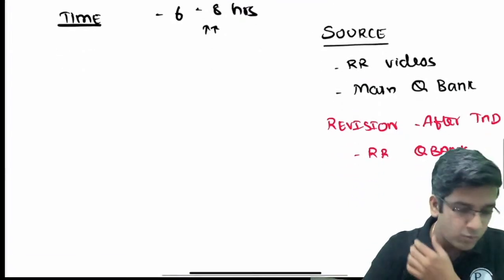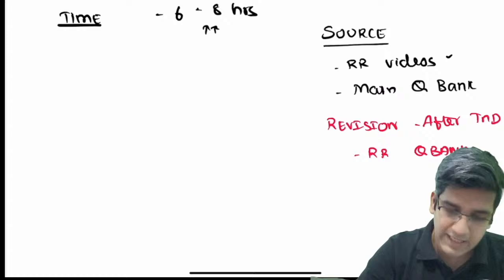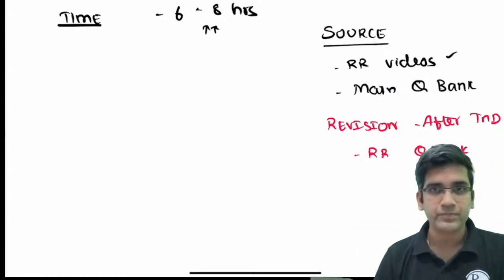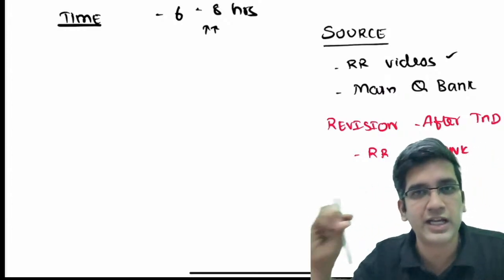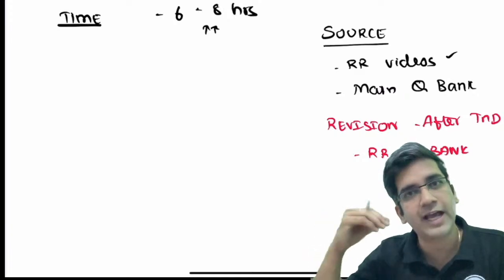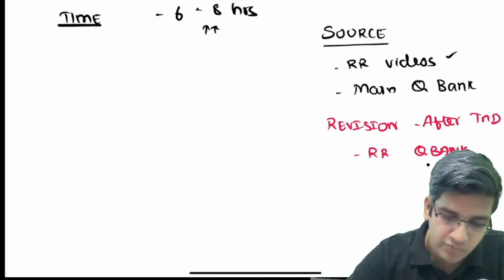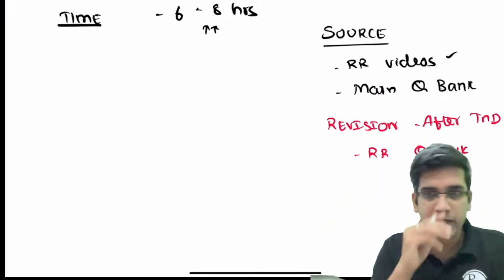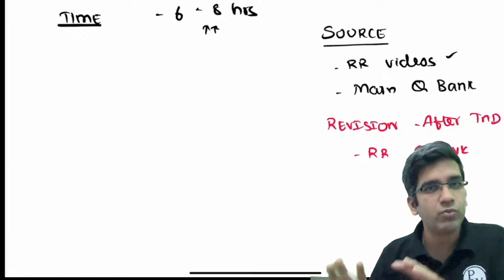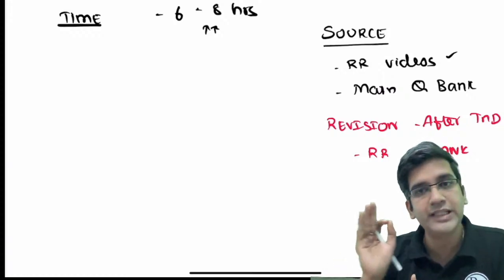And the sources I want to use for every TND: look at the RR videos and the main Q bank. Don't look at the chota one, the RR Q bank. We'll keep it for revision after we complete TND because this is more focused towards your PYTs. It will not have everything under the sky. It will have only focus towards PYT. That we'll do in the last stretch.